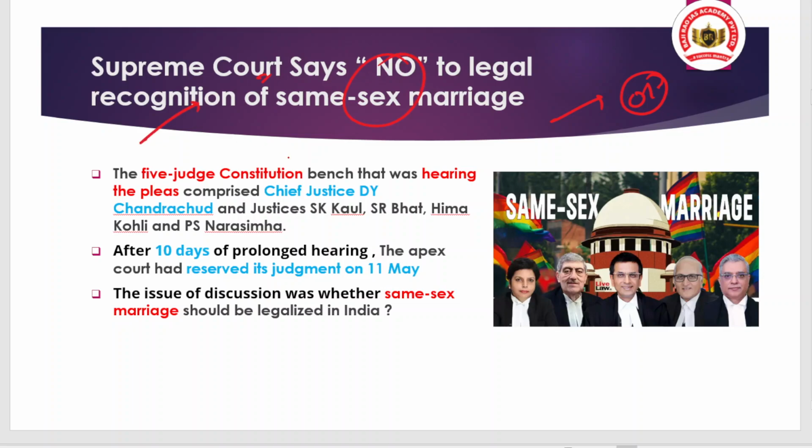What do you mean by same-sex marriage? It is marriage between two people of the same gender, like male marries male, female marries female. This is the concept basically. This matter was heard by the 5-judge constitution bench headed by Chief Justice DY Chandrachud. The judgment was reserved on 11th May, and the Supreme Court delivered it on October 17.